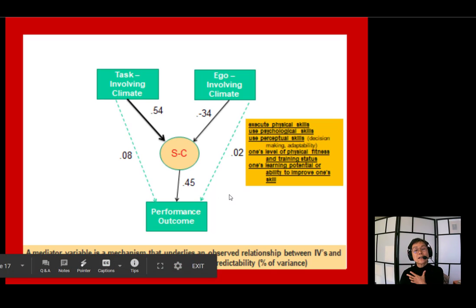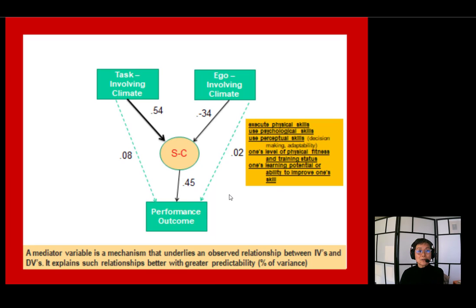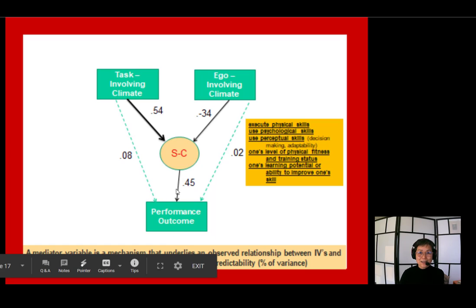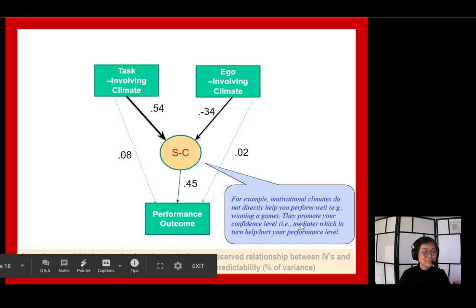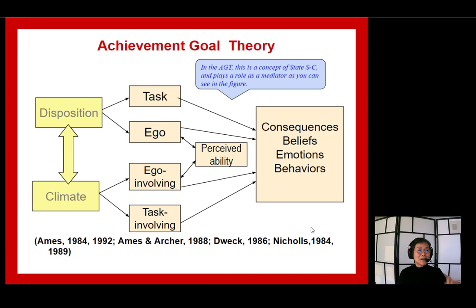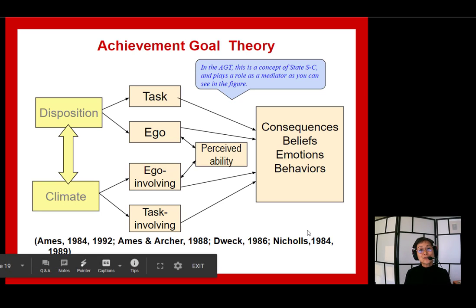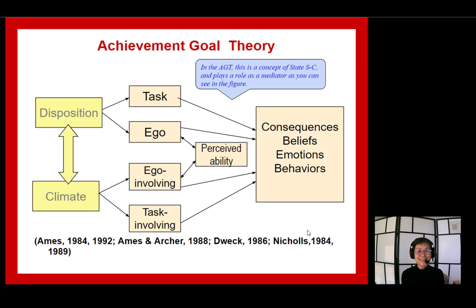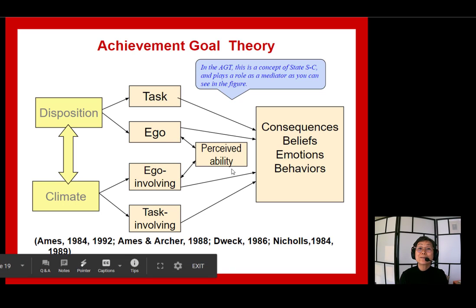So remember, when you are implementing your strategies, interacting as a leader with your followers, you're not trying to get them to the outcome. You are working on their self-efficacy. So, achievement goal theory right here. Where do you see self-confidence in this figure? Spot it. Can you spot it? Yeah, right here. Perceived ability. So personality factors and climate factors predict perceived ability, which predicts outcomes.